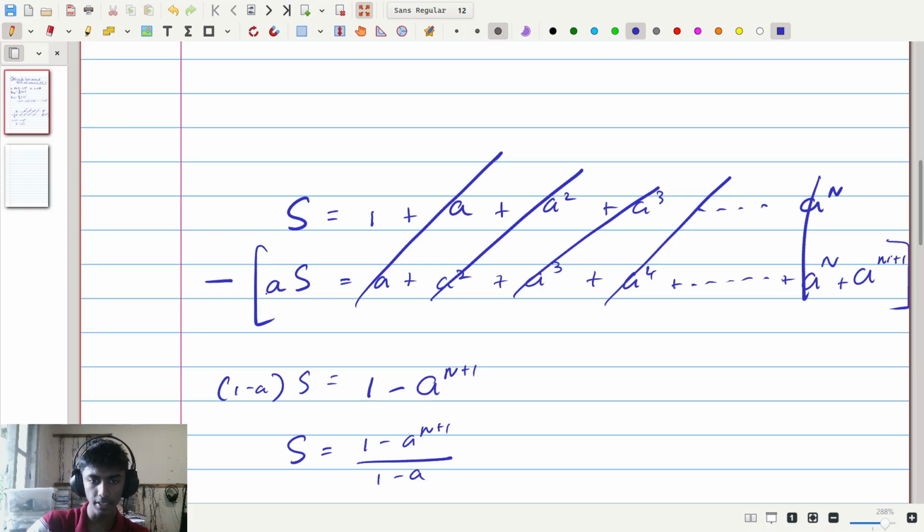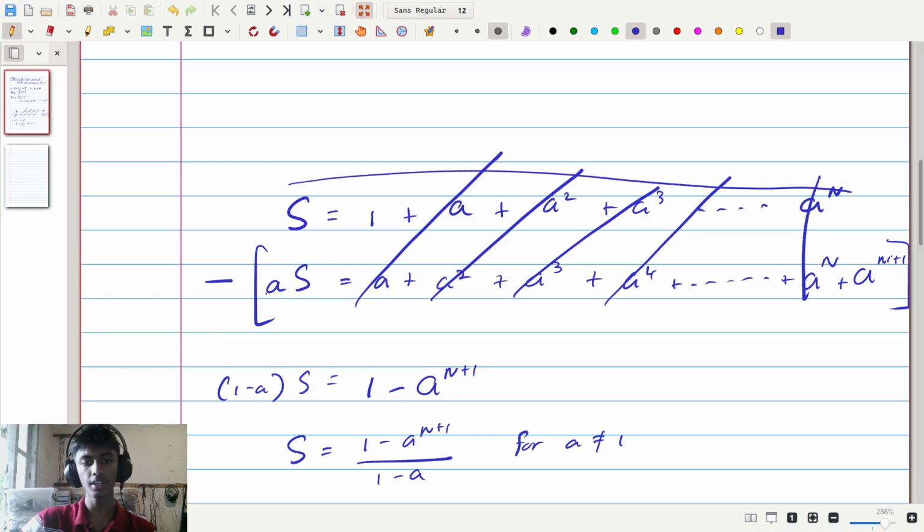Here we have another condition that a should not be equal to 1, because if a is equal to 1, this denominator will be 0. So we do not want that condition to be there. If a is not equal to 1, then any series which can be written in this form can also be written as 1 minus the constant ratio to the power of number of terms plus 1, divided by 1 minus the common ratio.